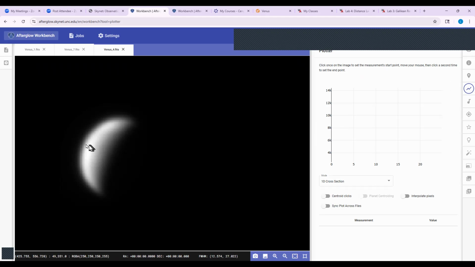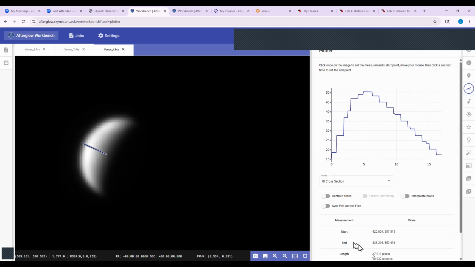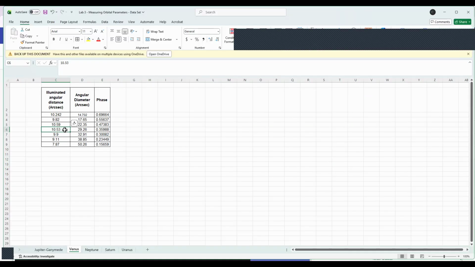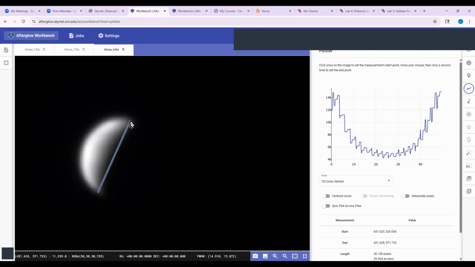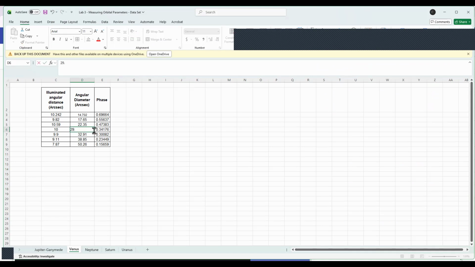Therefore, here you do the same thing. You just measure across. It's going to be 10.0. You go back to your item. This is number 4, 10.0. And then the angular diameter, tip to tip, is going to be 29.9. Okay. Then all the phase and all the information is what is needed.